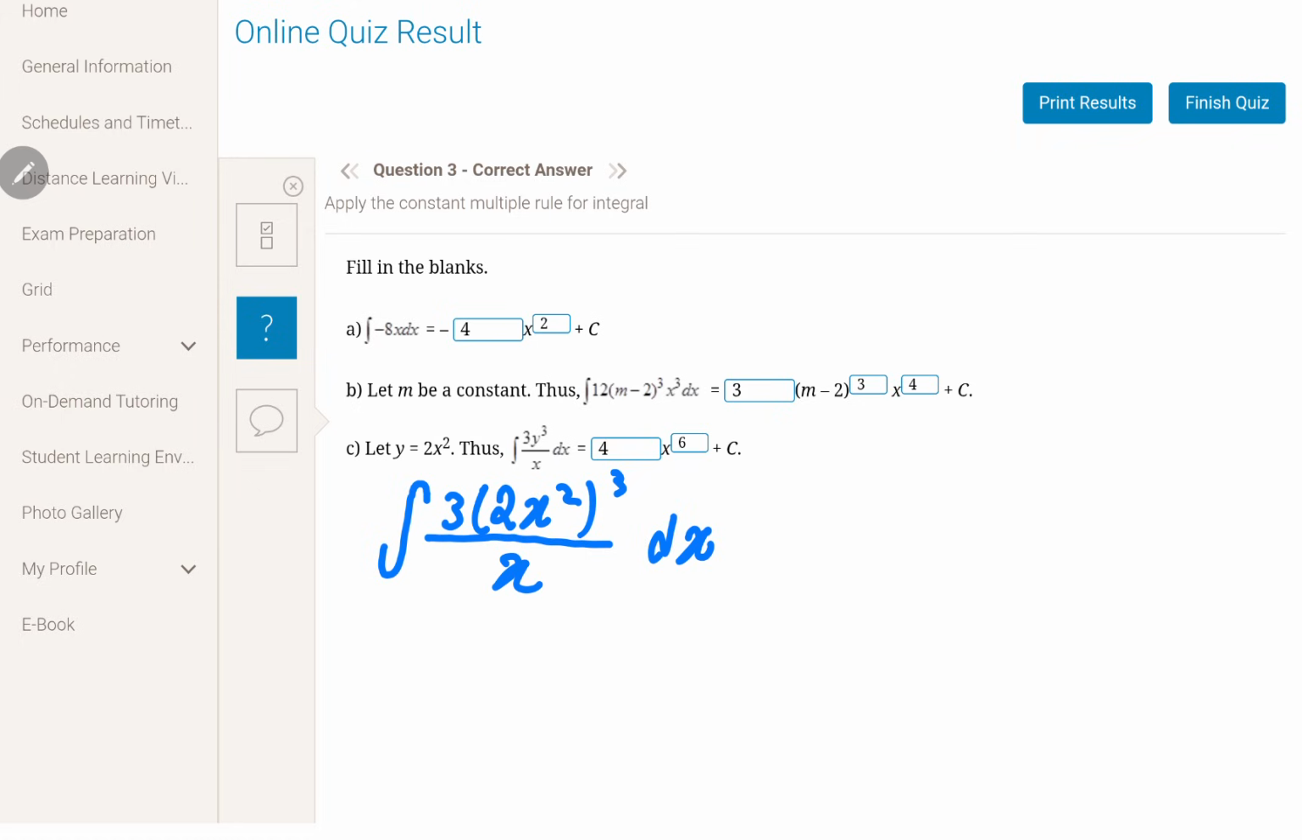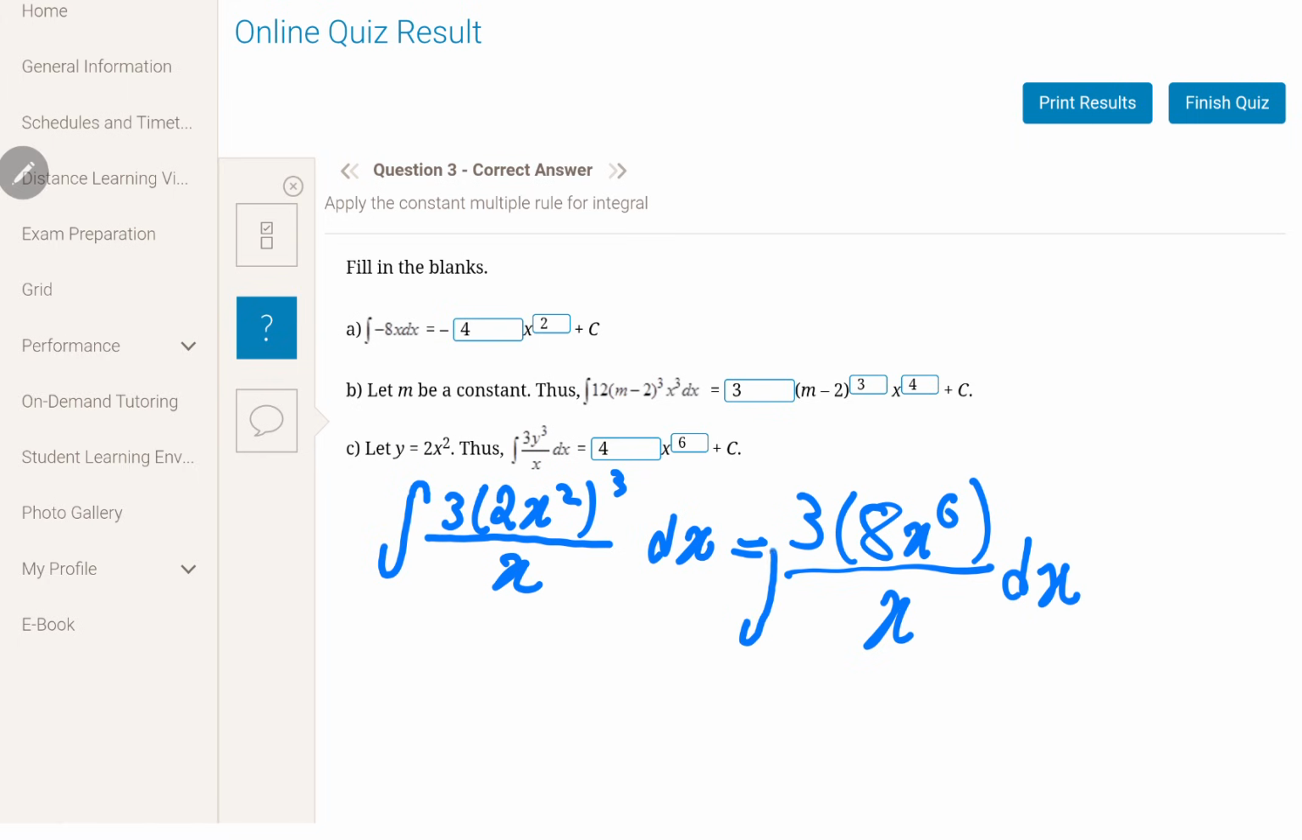And even then, it'll take you probably 2 pages to do it. Here's what you can do instead. This can be simplified very easily. So 2 to the power of 3 is 8. X squared to the power of 3, you multiply the exponents when they are raised to each other, so x to the power of 6, over x dx.